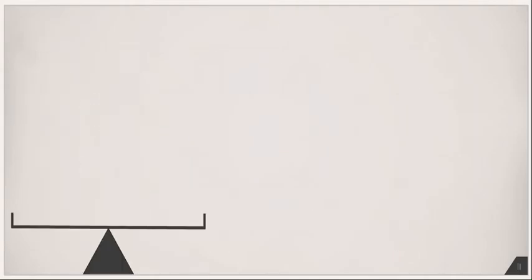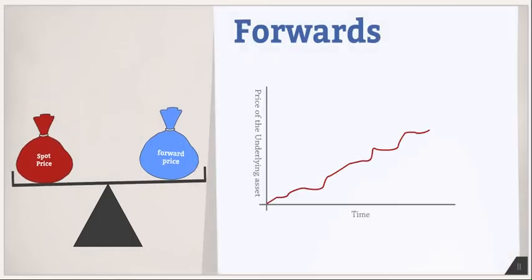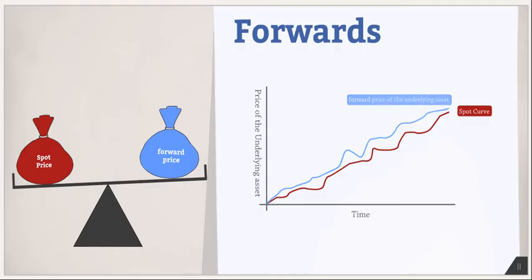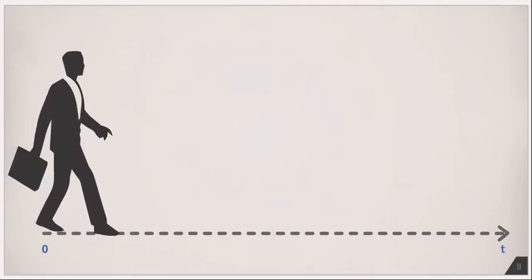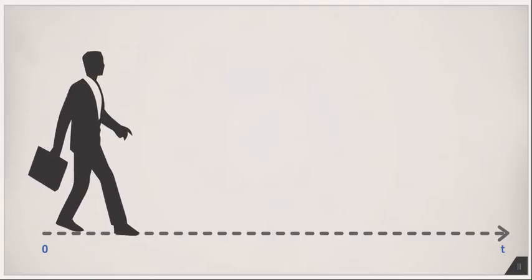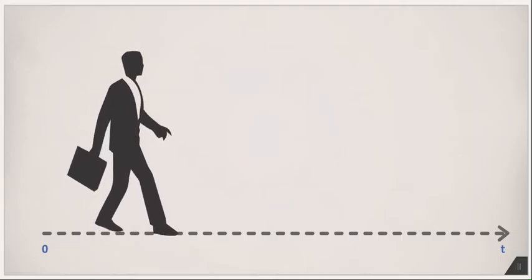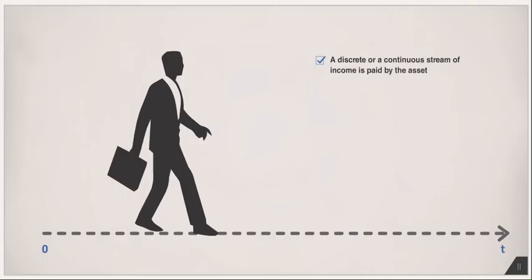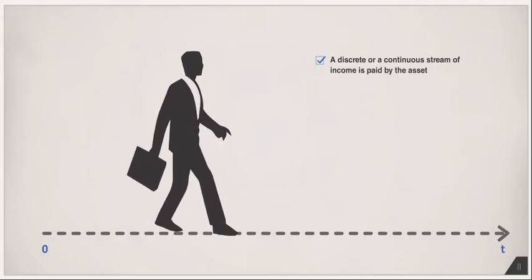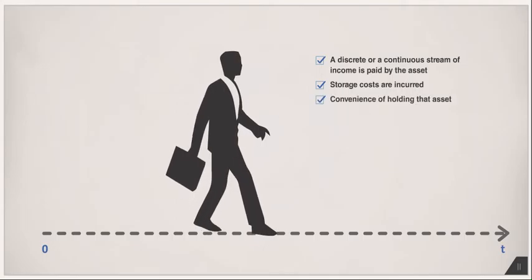The link between the spot and forward market can be established on the basis of spot-forward parity. It also enables us to infer the relationship between the two prices of the underlying. The concept of cost of carry can be applied to develop a relationship between the two. But this effect can be broken down into different components on the basis of the asset as follows: a discrete or a continuous stream of income paid by the asset, storage costs incurred, and the convenience of holding that asset.